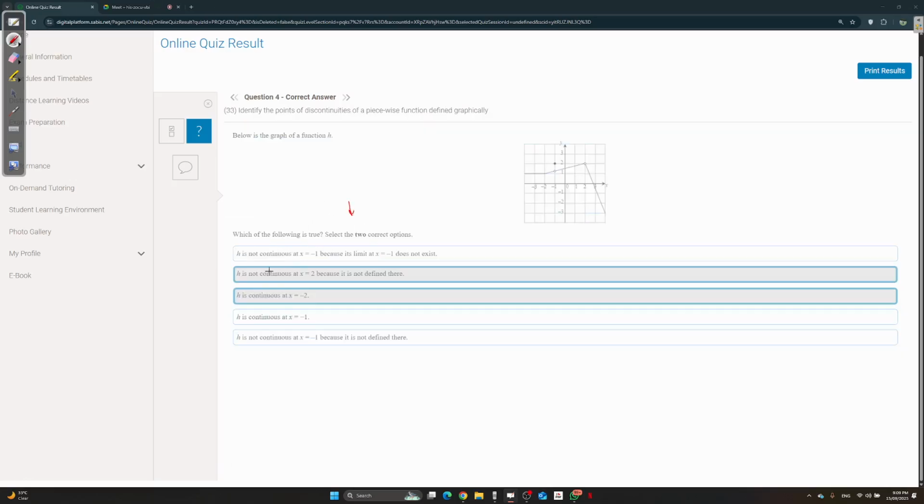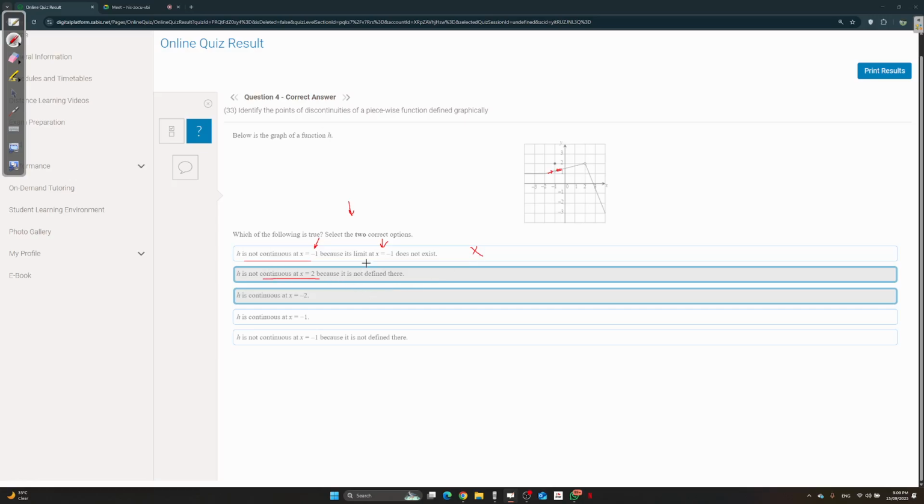Alright, which of the following is true? Select two options. H is not continuous at x equals -1 because its limit does not exist. At x equals -1, does the limit not exist? Let's see. The left limit and the right limit are both approaching the same circle. Even if it's an open circle, they're still both approaching the same thing. So can you say the limit does not exist? No, it does exist, so this is wrong.